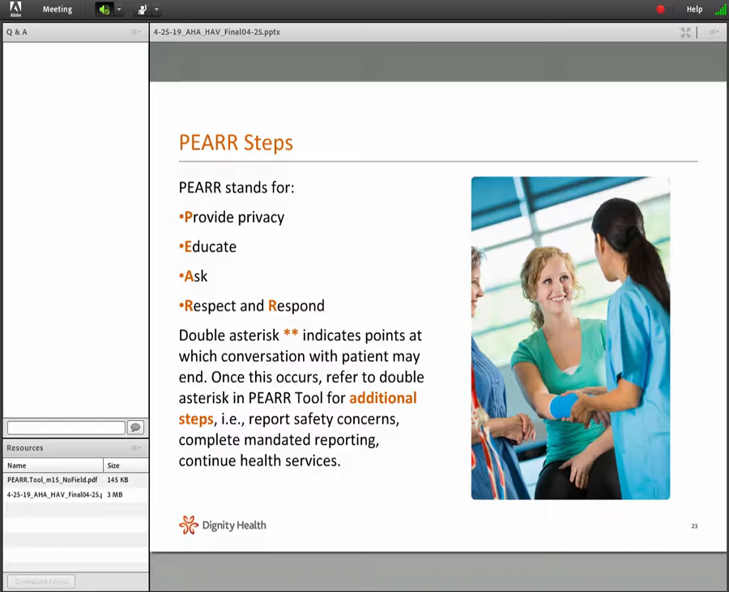So notify your supervisor about what's going on, or notify security about safety concerns, or notify patient safety. Whatever the situation is calling for, you can reach out to your local stakeholder, your internal stakeholders. Then you want to follow through on mandated reporting. And then, of course, you want to continue health services.